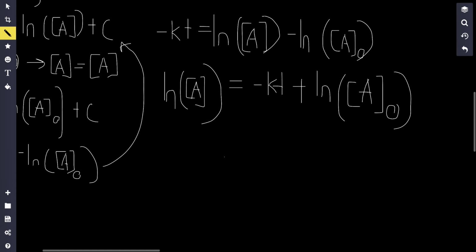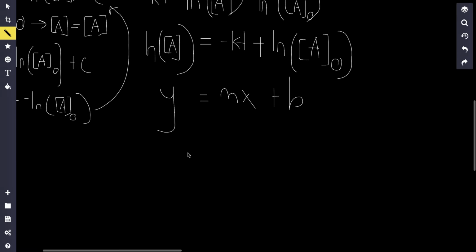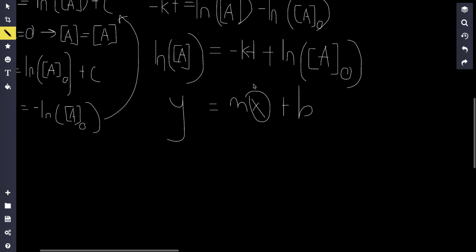Now, the thing about this is, notice how this is a linear relationship, right? Because it's in the form of y is equal to mx plus b. So our y value is ln of the concentration of A. Our slope is going to be negative k, the negative of our rate constant. Our x value is going to be the time, right? And notice how as time increases, this term gets more and more negative. So that represents that our concentration is going to be decreasing over time.